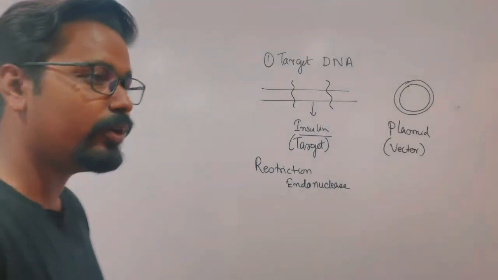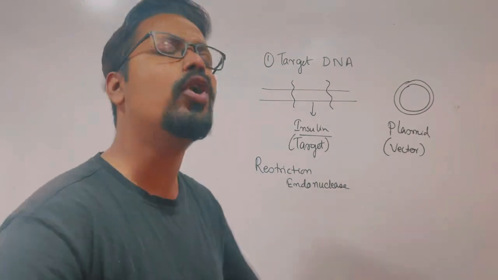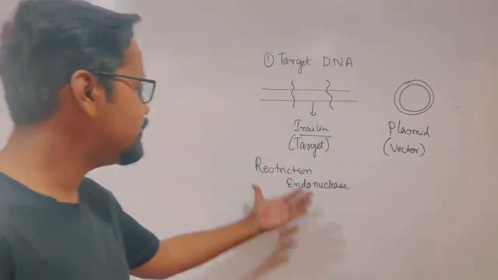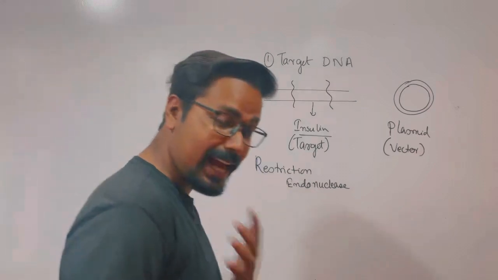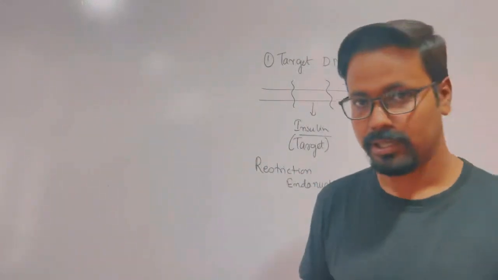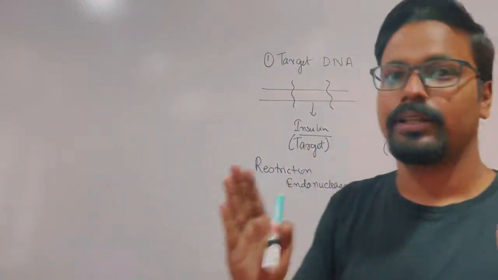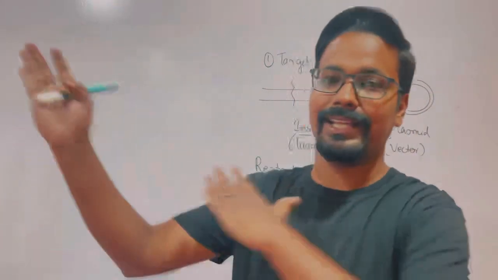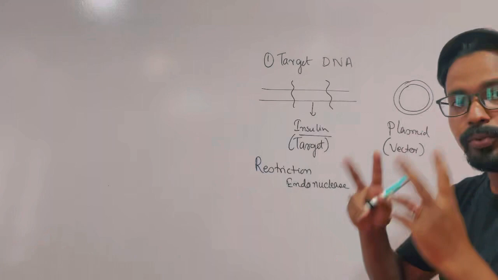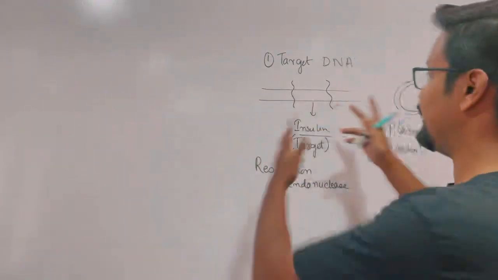This restriction endonuclease actually comprises a lot of endonuclease enzymes. This is a common name given to a type of enzymes which can cleave the DNA sequence at a particular position within the DNA sequence, not at the ends. It is an endonuclease, so it will cut within. Exonuclease cuts at the end.